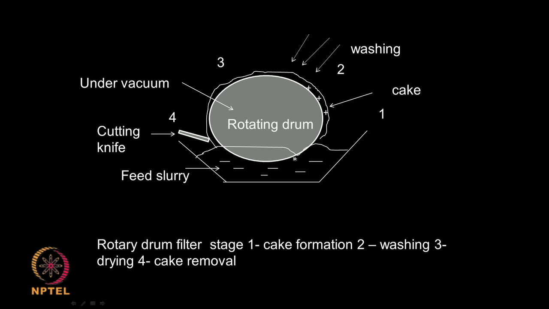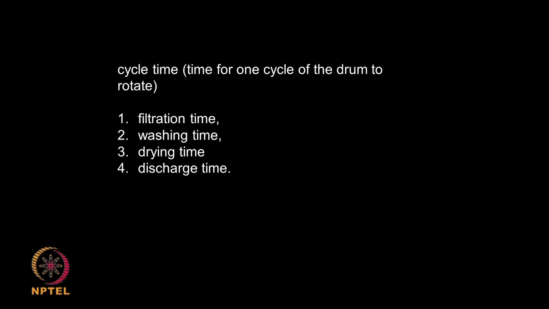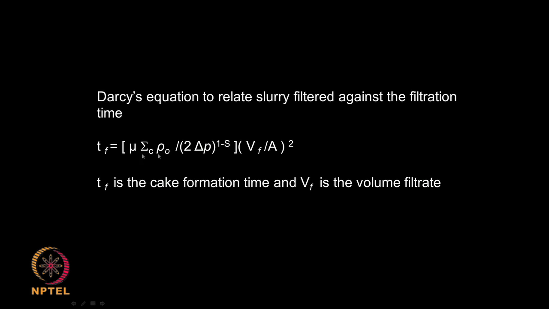So, the filtration generally takes place when the drum is inside. Otherwise there is no filtration. In the remaining levels 2, 3, 4 there is no filtration, only when the drum is inside filtration takes place, and we can use the same filtration equation for calculating all the terms here. Okay. So, there is a filtration time, washing time, drying time, and discharge time, and only during the filtration time we can use the same Darcy's law type of equation to calculate all the parameters we want. If it is compressible, we use this 1 minus s in the exponent term.